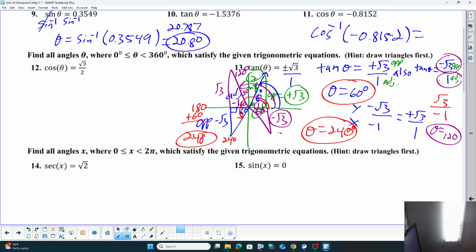And now we're going to go all the way around to there. And so this is 270 degrees. If this is 60 degrees, which it is, this is 30 more. So 270 plus 30 is 300 degrees. That's the other answer, for this one up here.